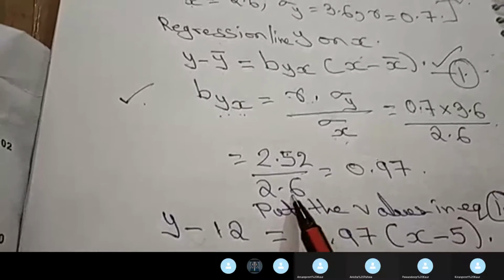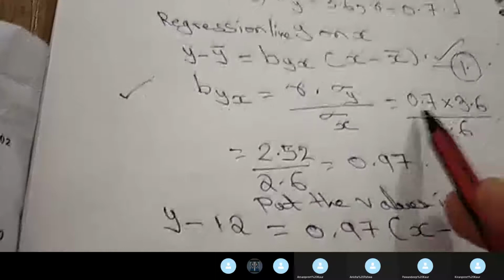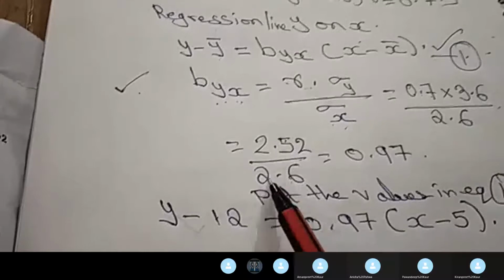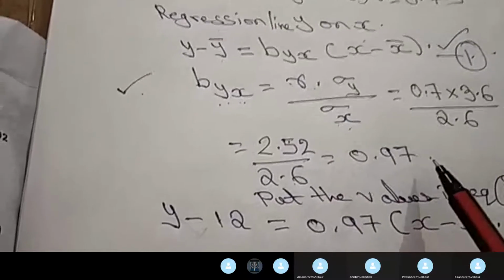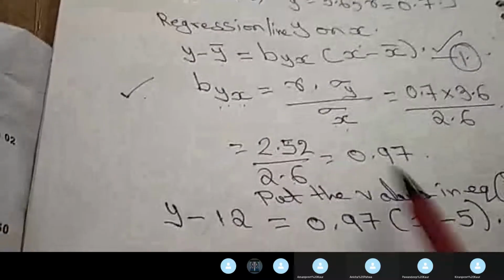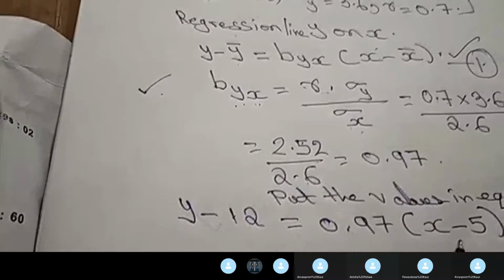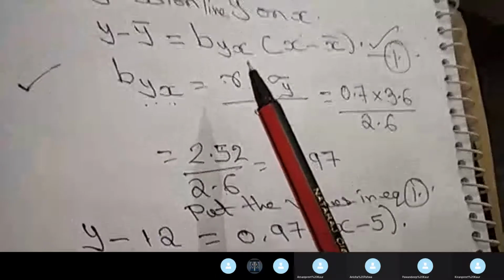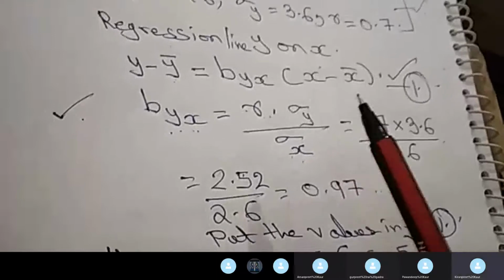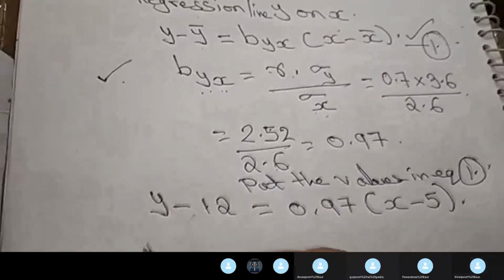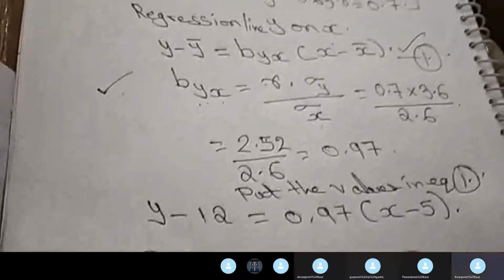And after that, we have just done the calculations. Like 0.7 into 3.6, the result was 2.52. And after that, we divided it by 2.6 and we got the answer 0.97. So all the three unknowns have been found. And I have just put those three unknowns in equation one. Equation one is this. Yes, ma'am. Ab clear hai, beta? Yes, ma'am. Okay. Now, next question. We need to find the regression line x on y also.